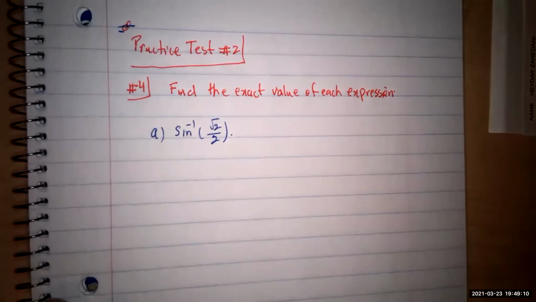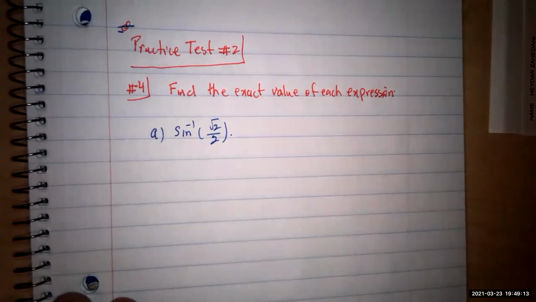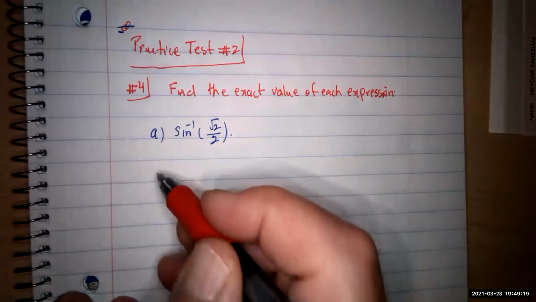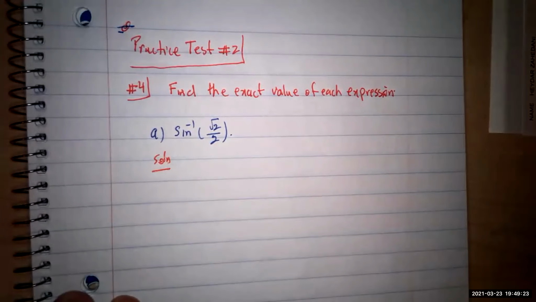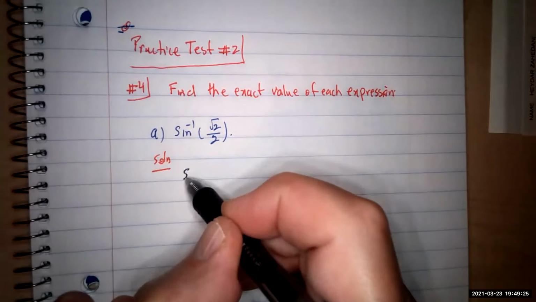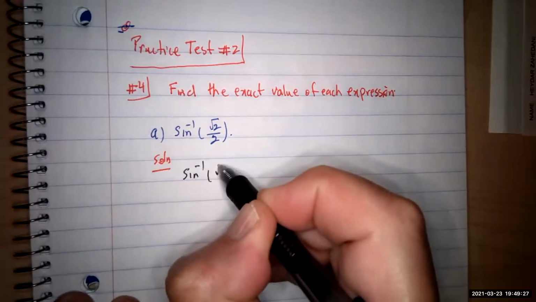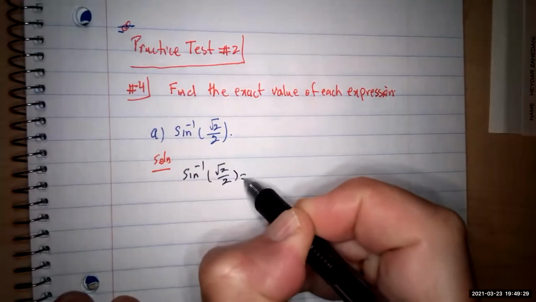You want to find an angle whose sine is radical 2 over 2. You can get it. It's going to be pi over 4. But this is the official version, if you like. The sine inverse of radical 2 over 2 is theta.